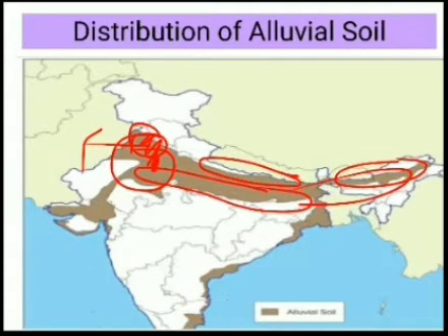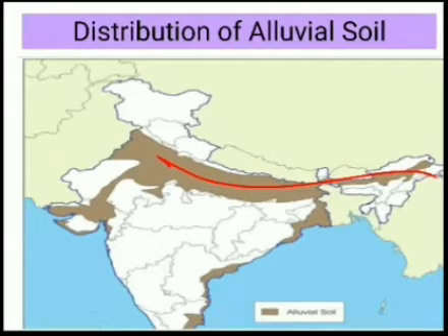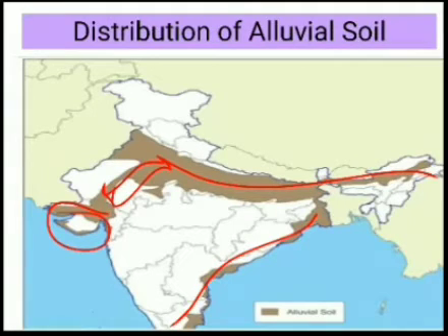Northern plains, then you have the northeast. Northern plains, in fact, consist of the northeast as well. Then you have eastern coastal plains because of the delta, and because of the water effect and the wind as well, it stretches to this area through a narrow corridor. So this was about the distribution of the alluvial soil.